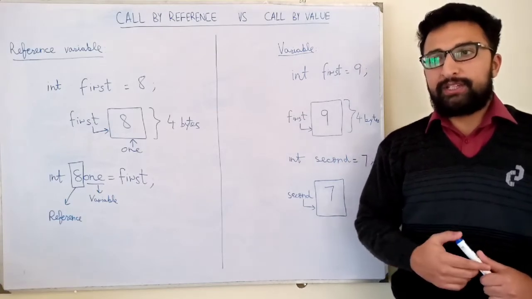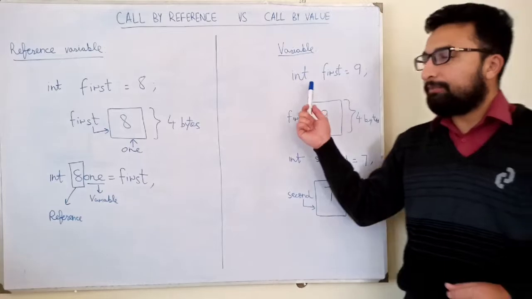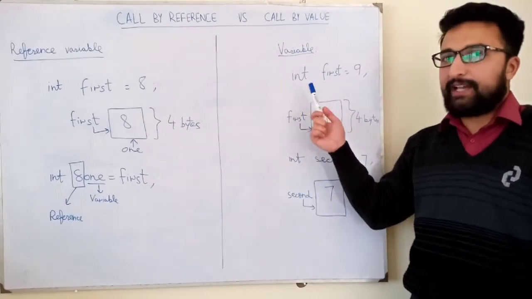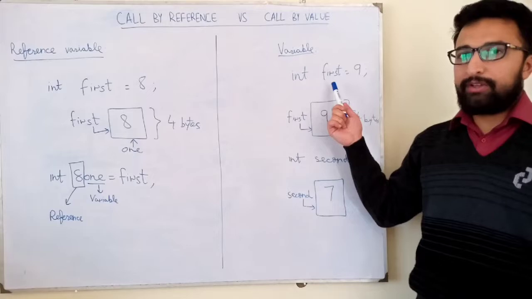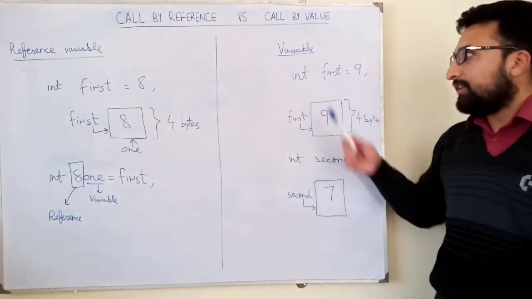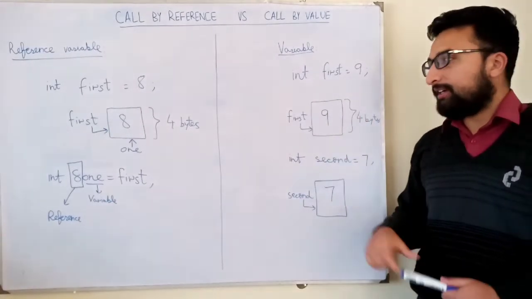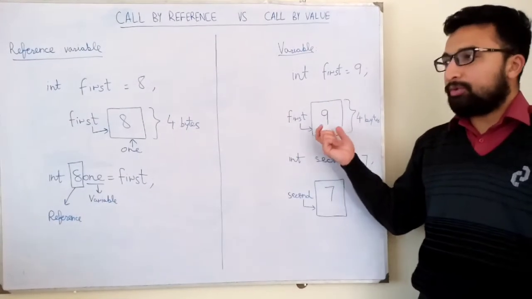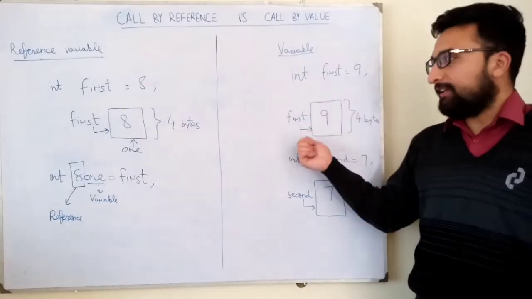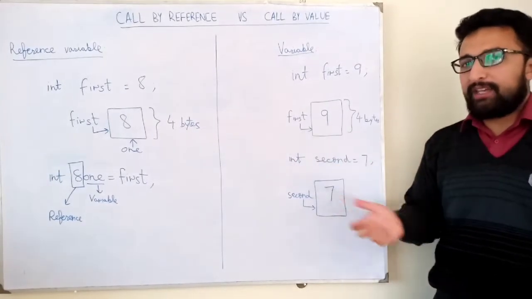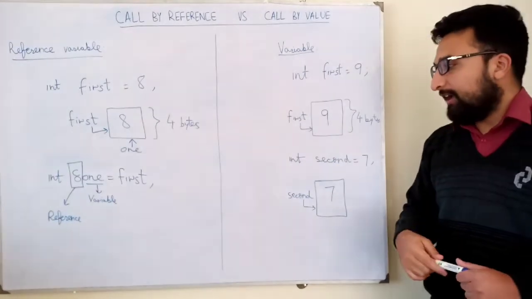What we need to do is define the variables and initialize the variables. First we write its data type, second we write the name of the variable, and third we initialize that variable with some value. What this statement does is it allocates a memory space of 4 bytes to this particular variable, names this space as first, and stores the value 9 in that space in the memory.